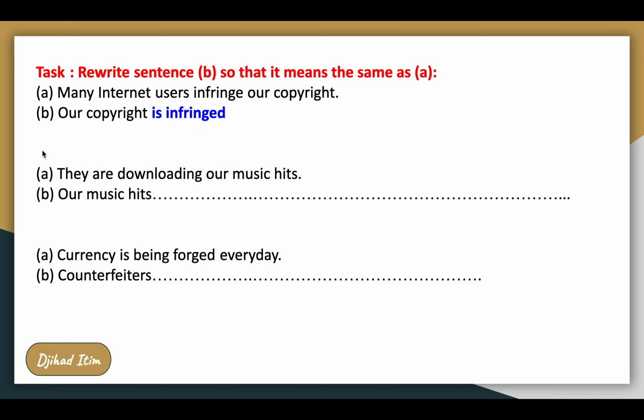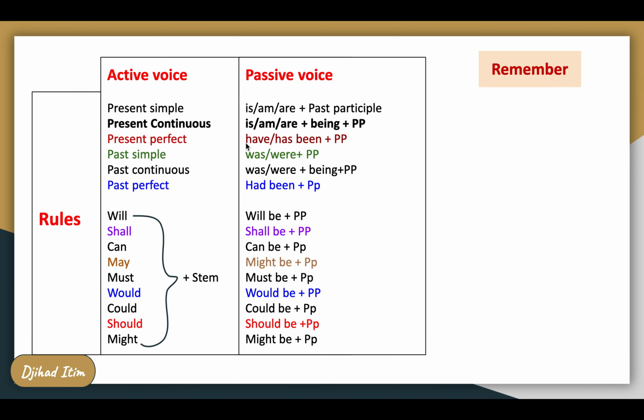For the second one: they are downloading our music hits. What can you say? Our music hits are being downloaded. Why? Because here we have auxiliary to be plus the verb ing, which is present continuous. So we say auxiliary to be plus being plus past participle of the verb to download. Like what we said in the rule: present continuous is, am or are plus being plus past participle of the verb.